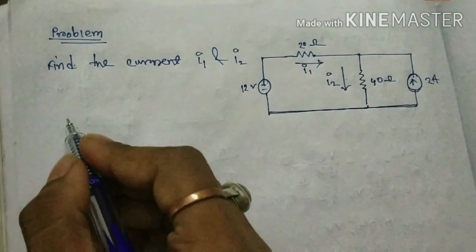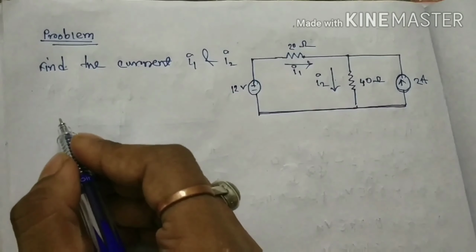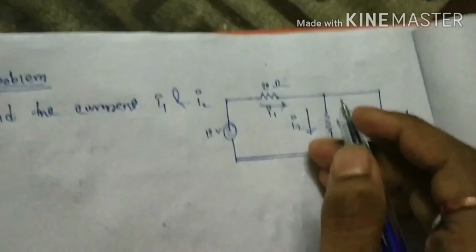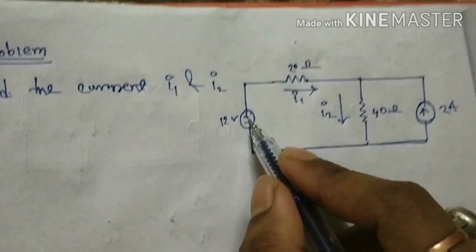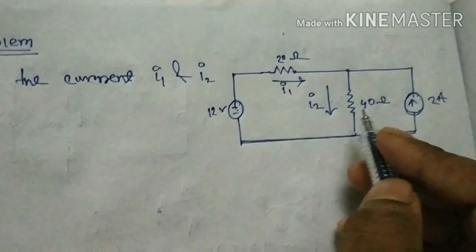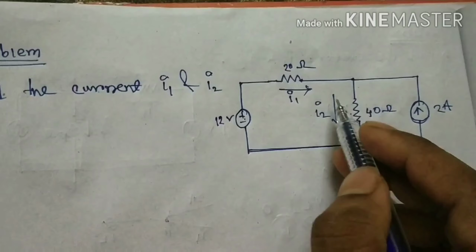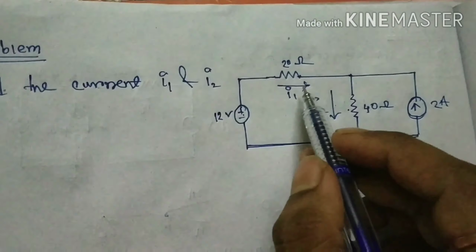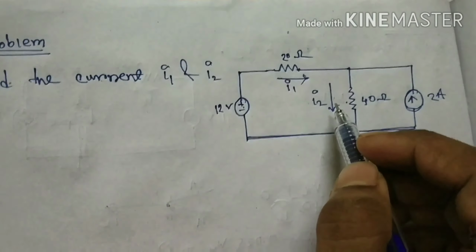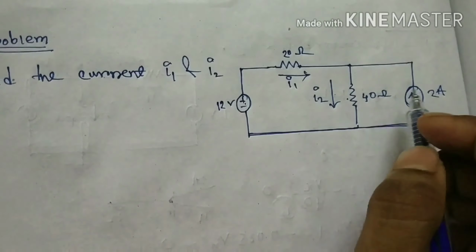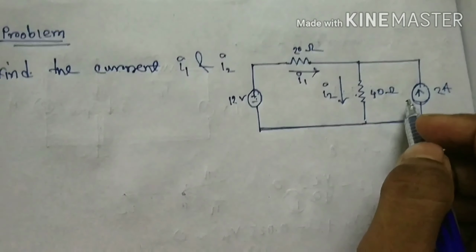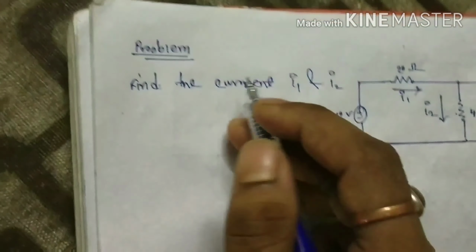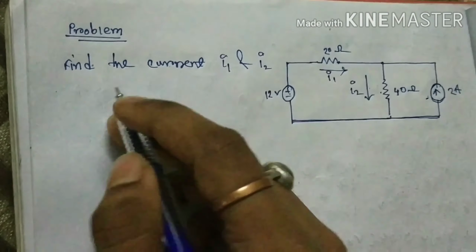Hi guys, now we will solve one numerical problem related with the KCL law. You can see this is the circuit diagram. Here I have a 12 volt source, 2 resistors, 20 ohm and 40 ohm. Through the 20 ohm, I1 current flows, and through the 40 ohm, I2 current flows, and here I have a 2 ampere current source. So we need to find the I1 and I2 current.